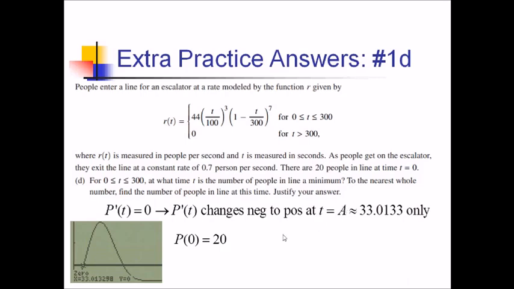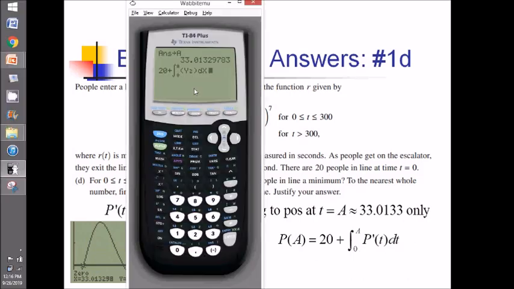Well, that's going to be my initial 20 people plus the integral from time 0 to time A of p prime of t dt. For that, I'll need the calculator. So here's how I entered this in the calculator. I had my 20, math 9 for my integral, 0 to A, where I stored that value I just got. And then y2 again, that's where I have my p prime stored on the calculator.